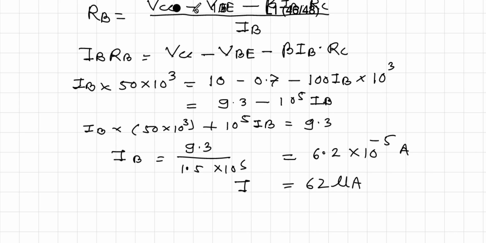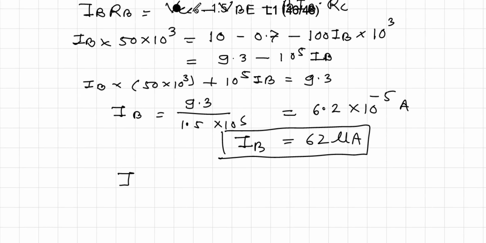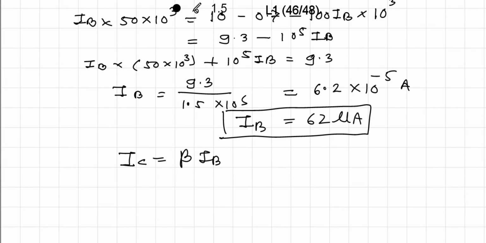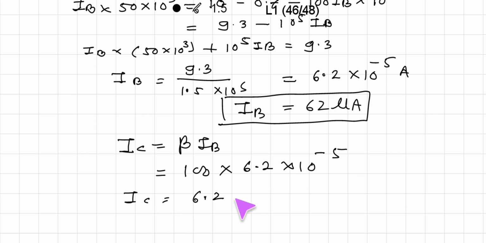So we got the value of IB, that is 62 micro ampere. So we already know that IC is equal to beta times IB. So just putting the values, we get beta is equal to 100 into 6.2 into 10 raised to minus 5. So therefore IC is equal to 6.2 milliampere. So in this way we can find IB and IC.